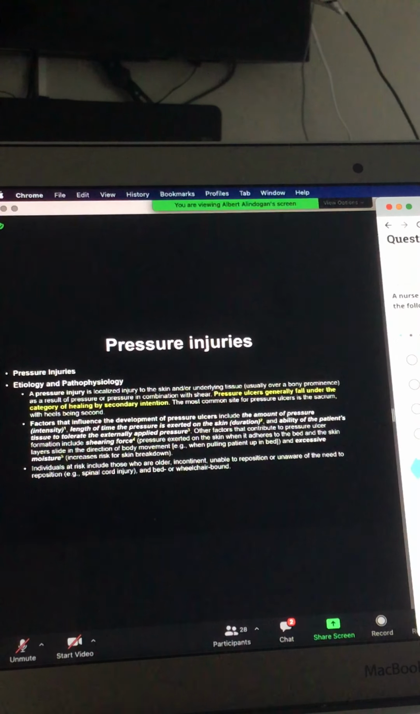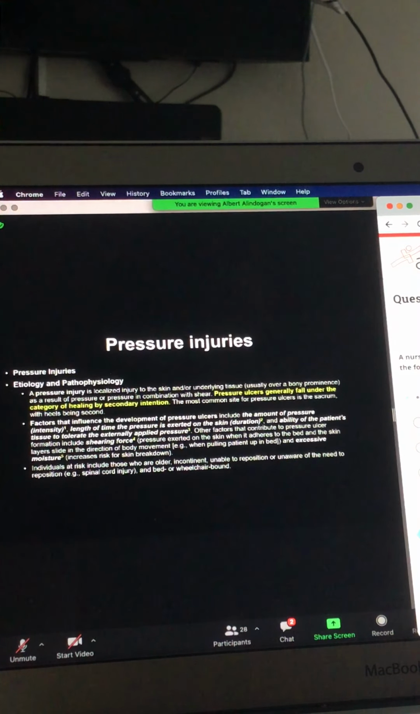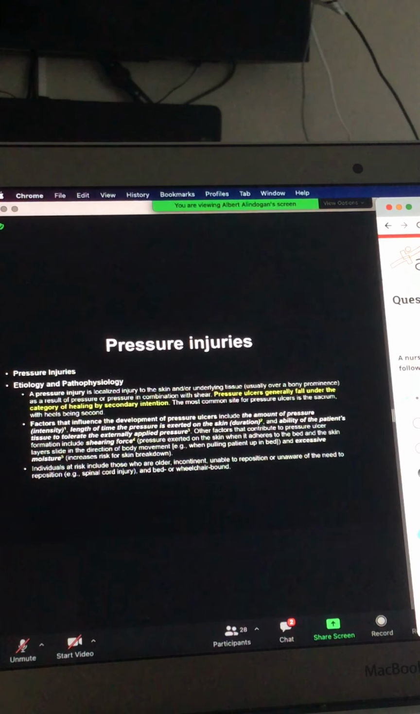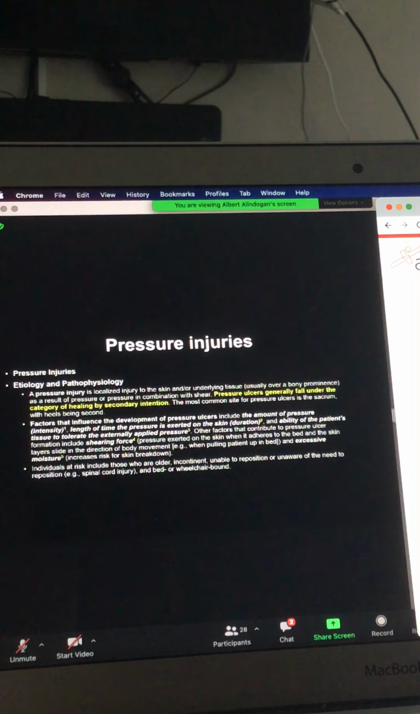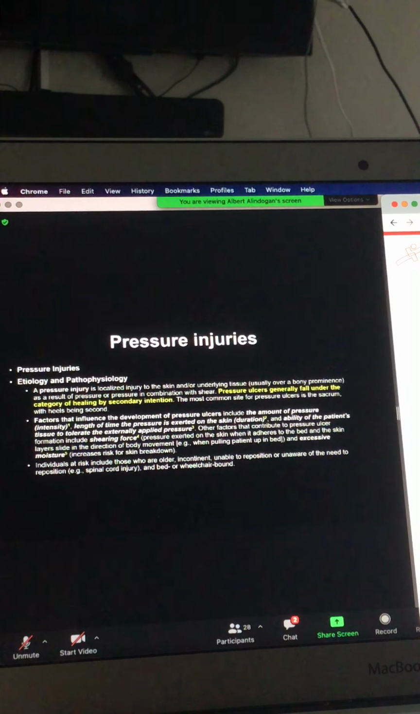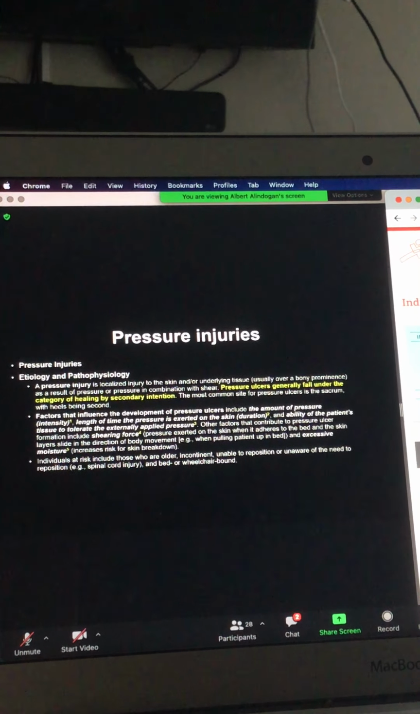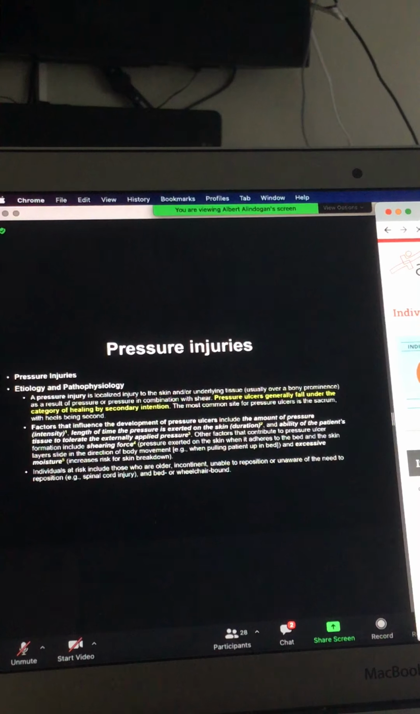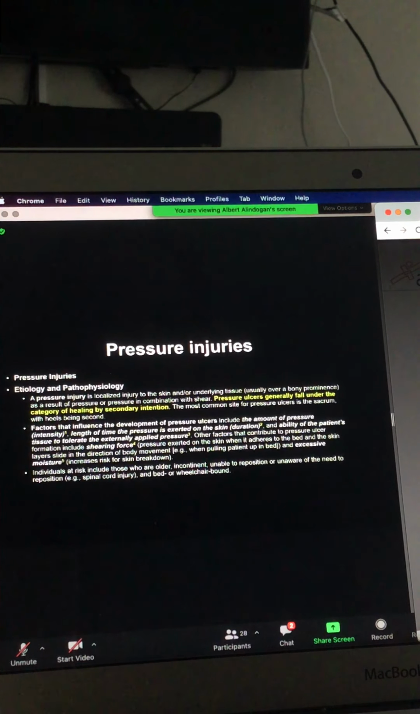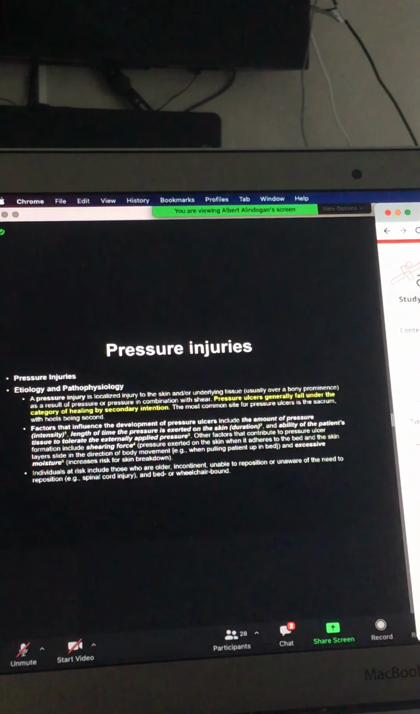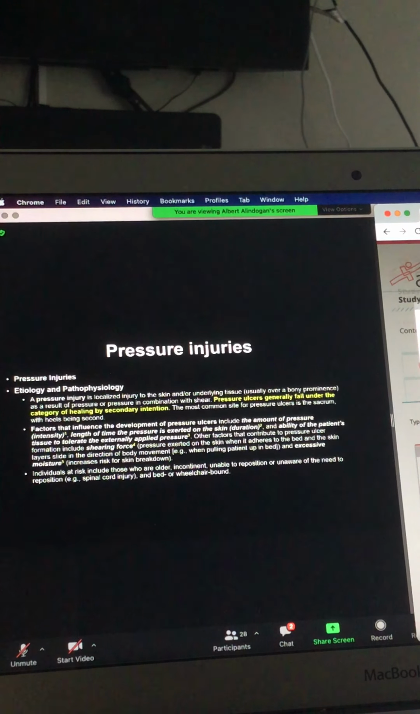So pressure ulcers generally fall under the category of healing by secondary intention. That means this is going to be a delayed form of healing. The cuts made when you are undergoing a surgical procedure, when the doctors cut you up, usually heal by what we call primary intention healing. A pressure ulcer is not going to heal that way. There will always be a delay in the healing process of a pressure-related injury. So that would heal by secondary intention healing.